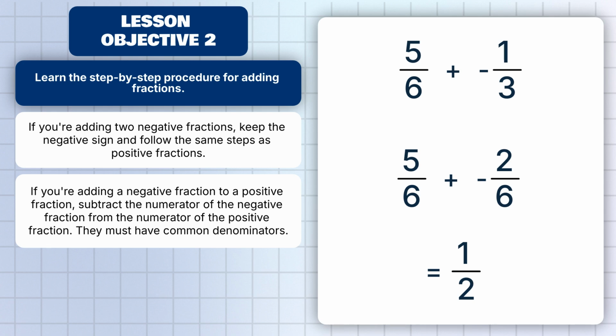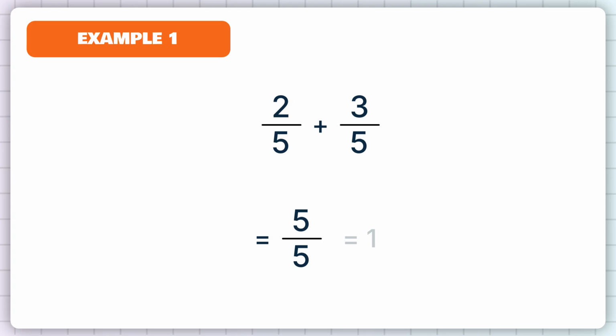Let's dive into some examples to better understand how to add fractions. We'll start with simpler examples and gradually move to more challenging ones. We'll start with an example where the fractions have the same denominator. Let's consider the problem 2/5 plus 3/5. Since the denominators are the same, we can directly add the numerators. 2 plus 3 equals 5. We can use this 5 as the numerator, which gives us an answer of 5/5, or 1.